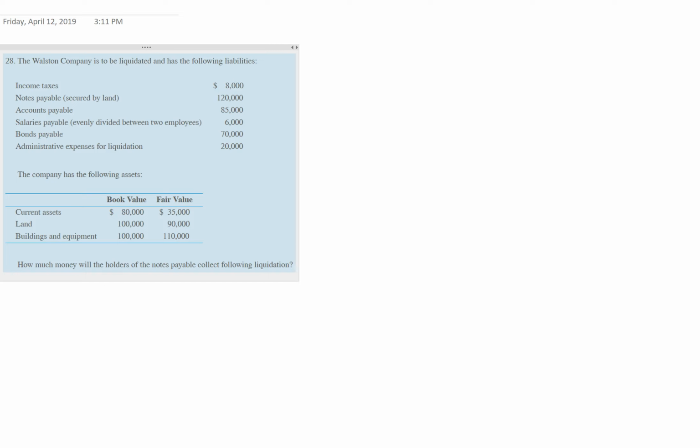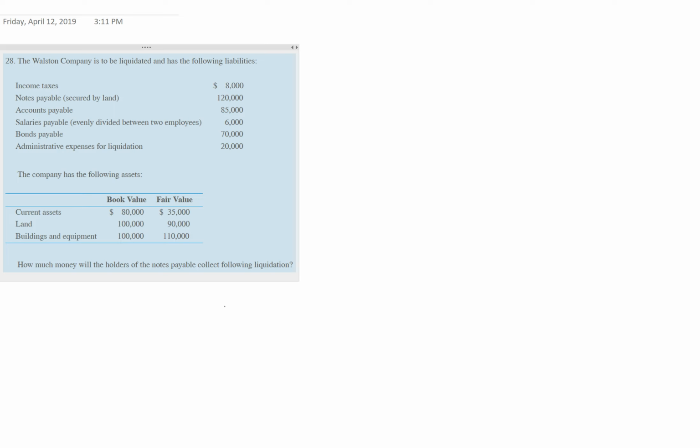Hello everyone. Now we will solve problem number 28 from chapter 13. If you read the problem, you will see that the company that is to be liquidated listed all of their liabilities, and at the same time they listed all of their assets, with the book values and the fair values. So the question is, how much money will the holders of the notes payable collect following liquidation?